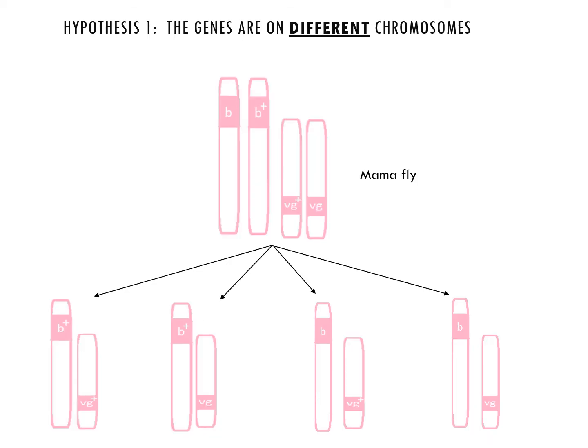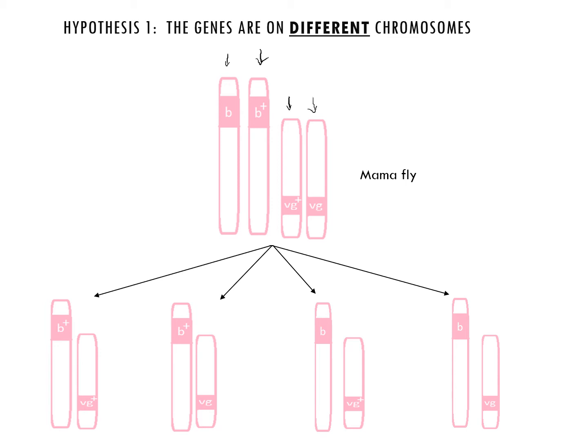Now, mama fly was the F1 generation, so mama fly is heterozygous for both traits. But again, we're still assuming that there's only one gene per chromosome. So we have one chromosome that has the mutant gene from this mama fly's dad, and then we have one chromosome that is homologous that has the wild type gene for gray body color. Same thing with their wings. It would be a different set of chromosomes. We have one that is wild type and one that is mutant.